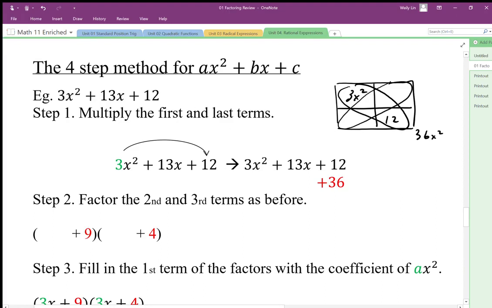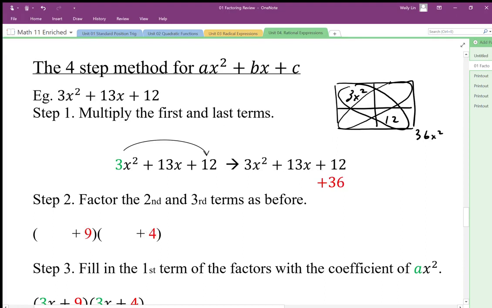when we do it without the grid, we can show it by multiplying the 3 times 12. So that is 3 times 12 to give us that 36. And that 36 is what we then use to split the middle. And that's the main idea of this. Okay, so it's important that we understand that the idea is we're trying to split that middle 13x into two area parts. So the two numbers that multiply to 36 and add to 13 are 9 and 4.